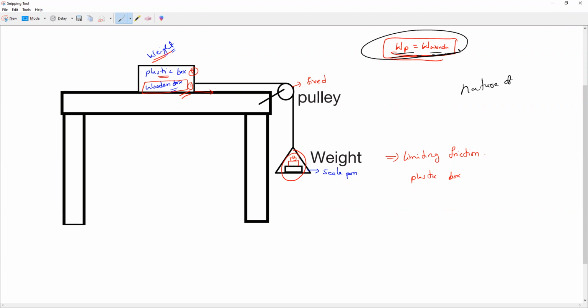Of course, their weight is the same. But do you think that the plastic box and the wooden box have the same nature of surface? Everybody? Yes, please respond. No. So which one has the rougher surface, plastic or wooden box?